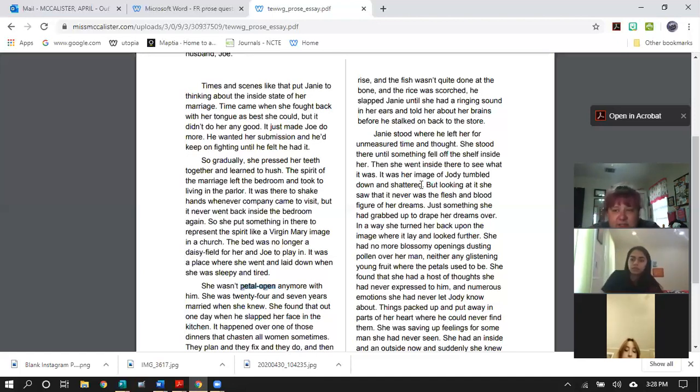So that's a technique. That was a choice the author made. So you could say that by choosing to write the passage in third person limited, Hurston places the reader firmly on the side of Janie and alienates Joe's emotions even further, or something like that. You know what I mean?